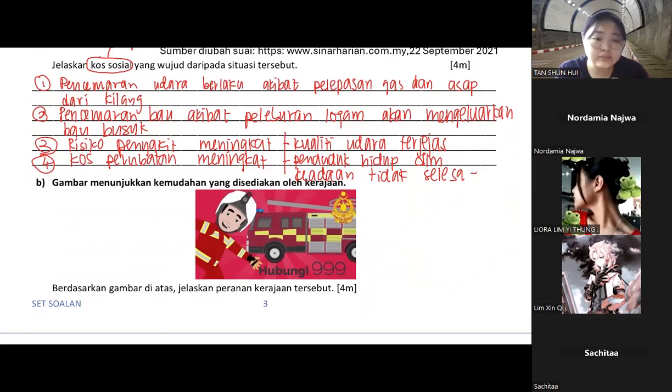Gambar menunjukkan kemudahan yang disediakan oleh kerajaan. Kemudahan. The services that government provide. Yes. Peranan kerajaan sebagai majikan. So the first one, no. Peranan kerajaan. Sorry, majikan. No. Kemudahan. Pengeluar. Why I wrote majikan?